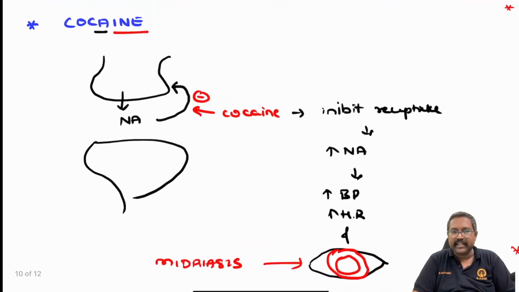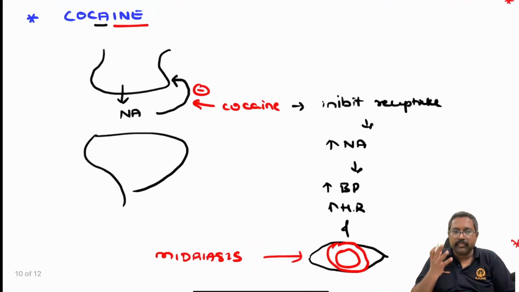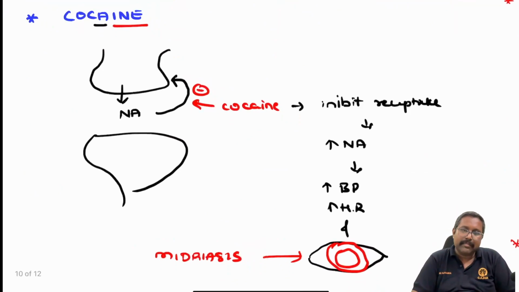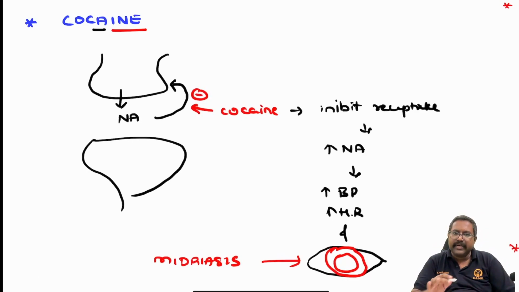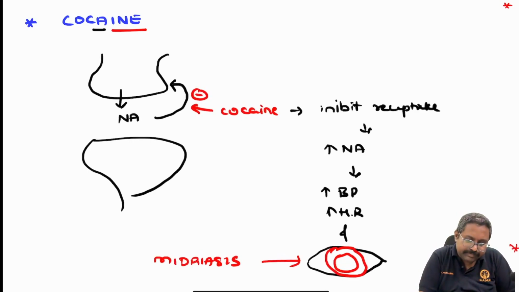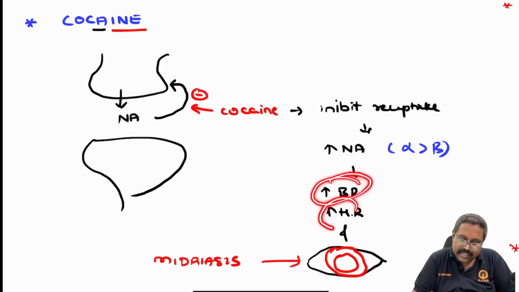What is the effect of cocaine on the pupil? What will happen when you give cocaine? Please remember, cocaine inhibits the reuptake of noradrenaline. So what will happen to the concentration of noradrenaline? It will increase, and as we said, noradrenaline has a predominant action on alpha. It will increase the blood pressure and the heart rate.